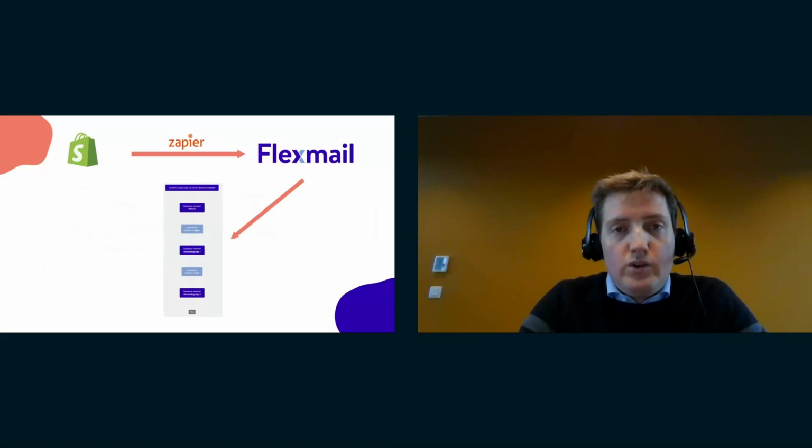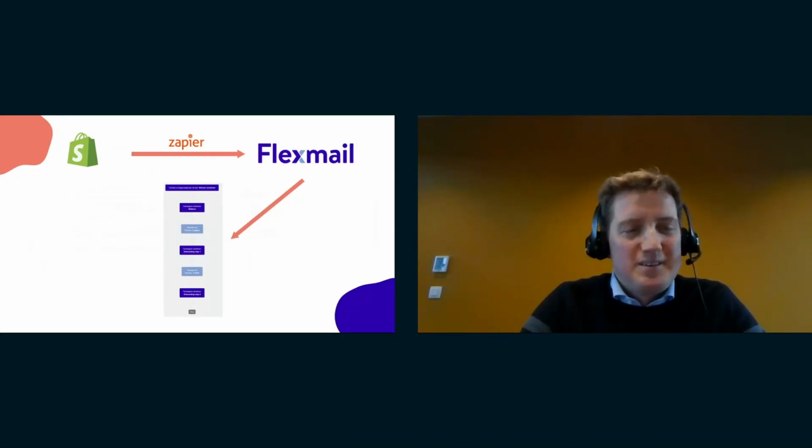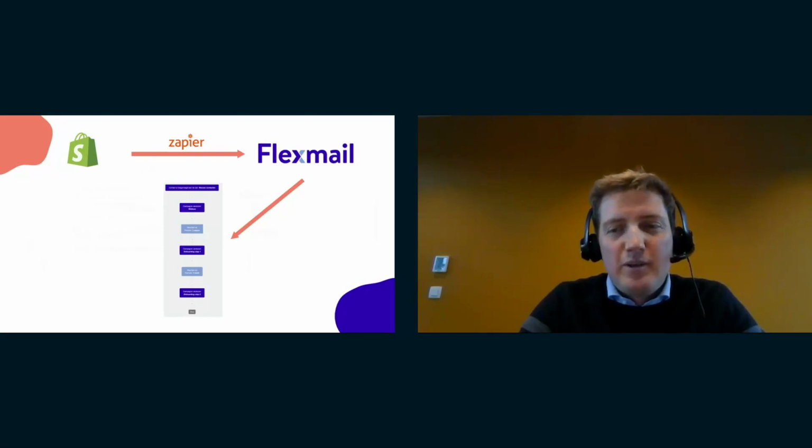So the Zapier connection ensures that your contacts from Shopify, excuse me, end up in Flexmail, and then the workflow in Flexmail automatically sends them all of the information that is needed. So this way, a contact that is added to Shopify will receive an entire email onboarding series without you having to perform any more manual actions after you have set up this entire workflow.